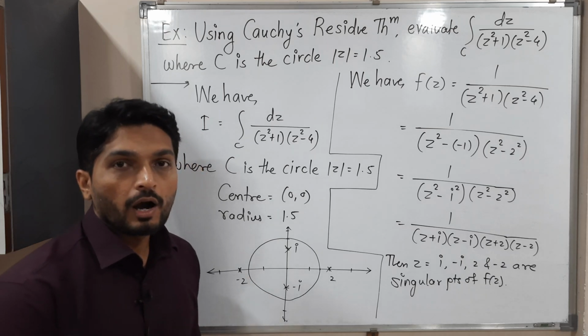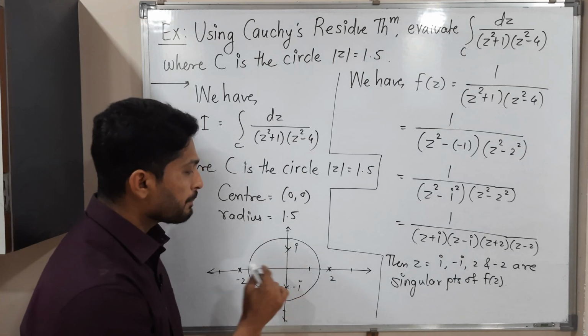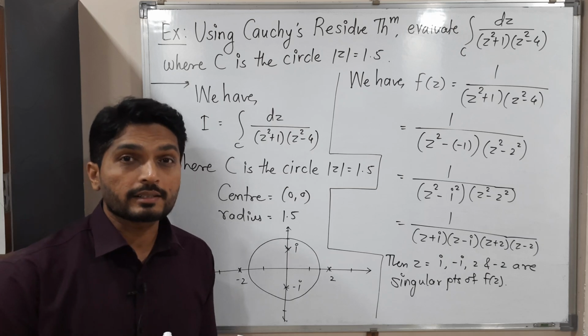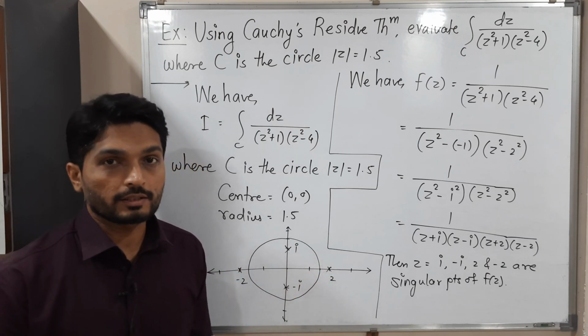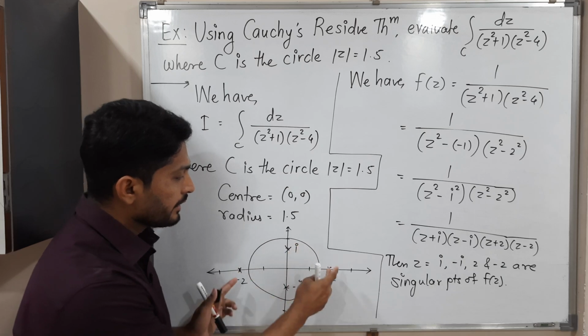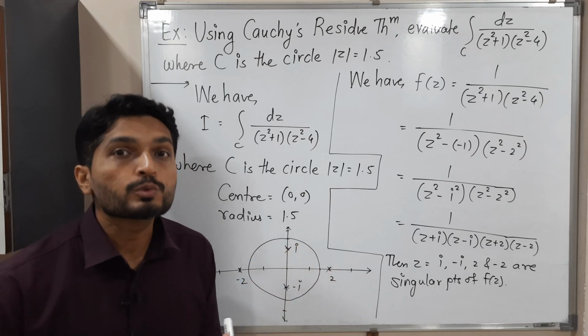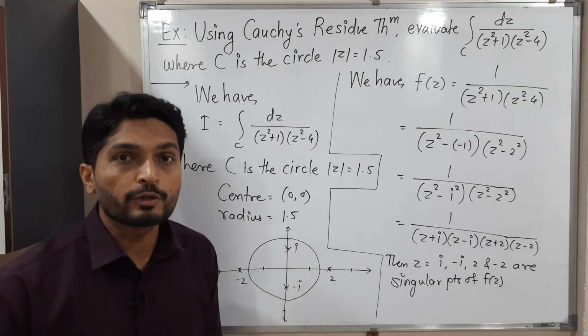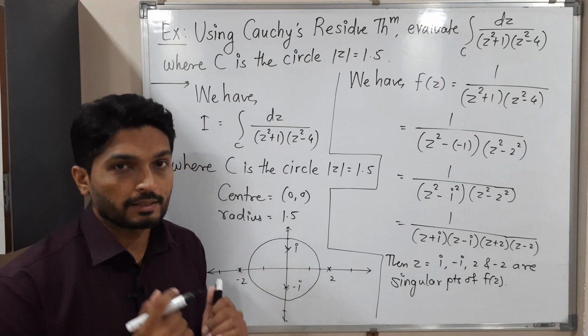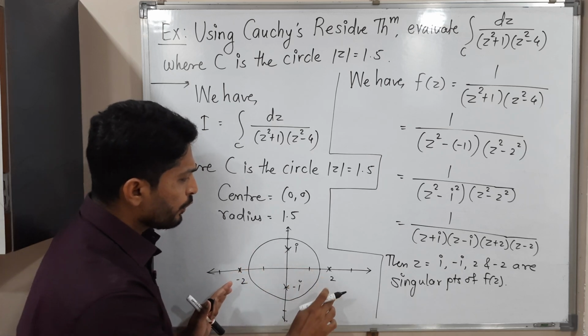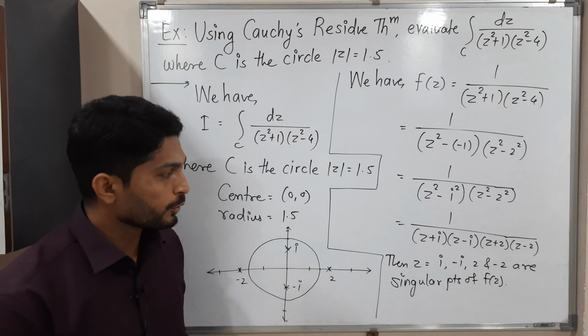Out of these 4 points, i and minus i are lying inside the circle, and 2 and minus 2 are lying outside the circle. These 2 points are inside, these 2 points are outside. It means we have to find the residue only at these 2 points, since they are lying inside. No need to find the residue for 2 and minus 2. So let us start.